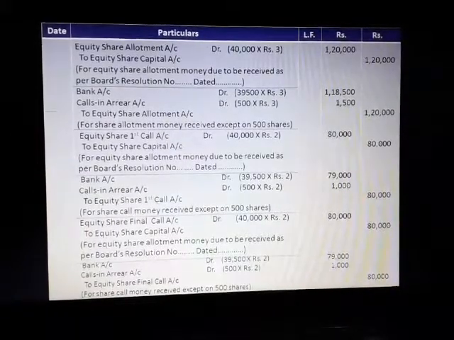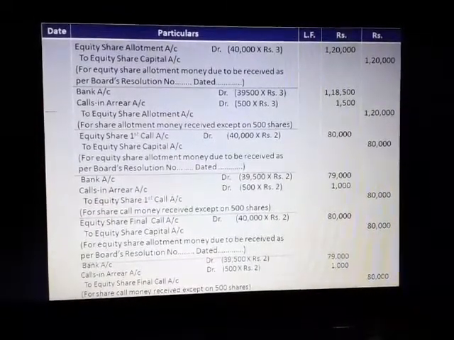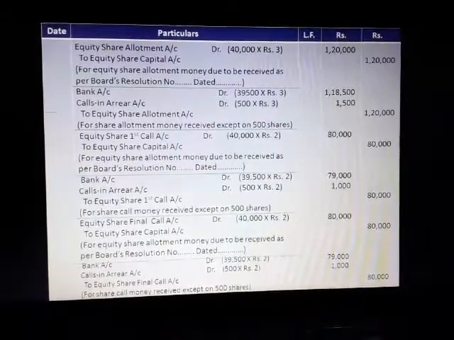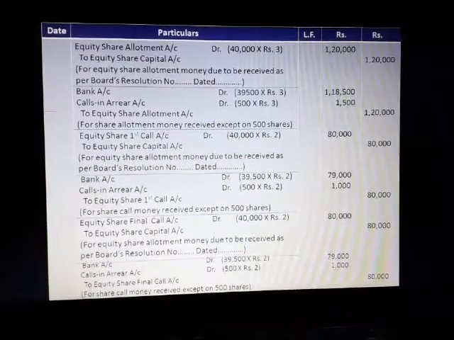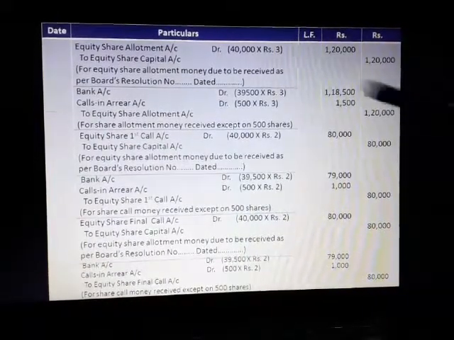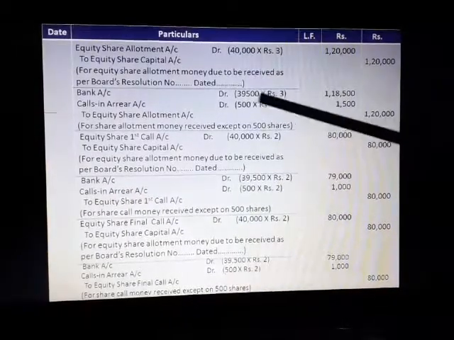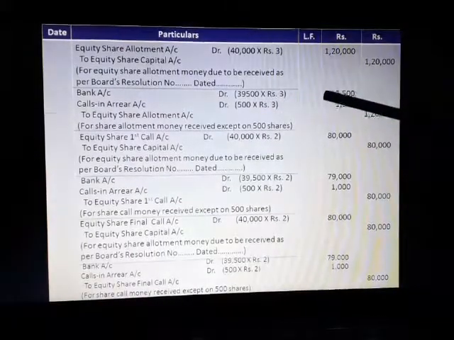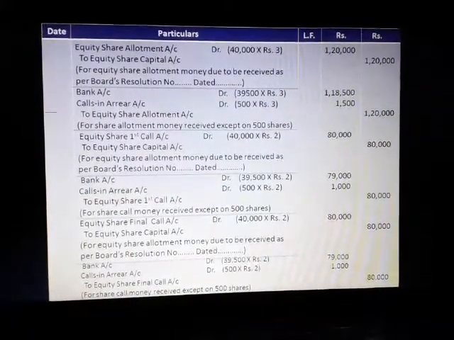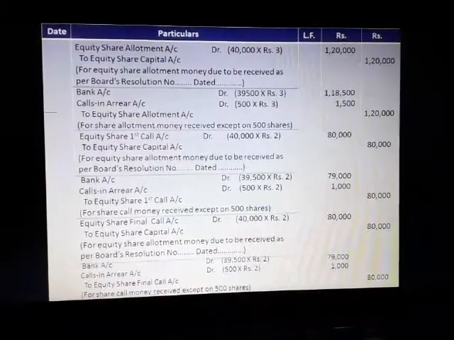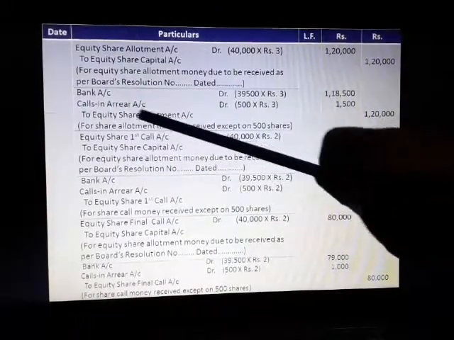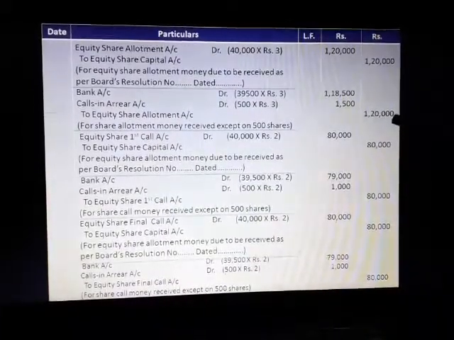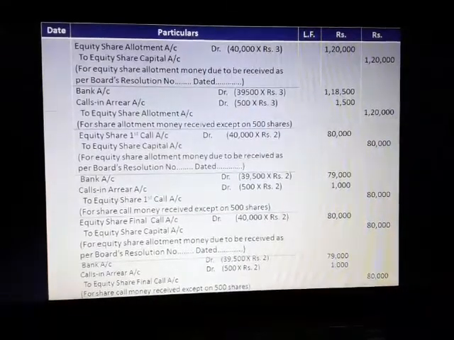Now while we are realizing the allotment money, a shareholder Amol failed to pay his allotment money with respect to his 500 shares. So the amount received with respect to 39,500 shares into rupees 3, that is 1,18,500. That's why bank account debited 1,18,500. And the amount not received with respect to allotment, 500 into 3, that is calls in arrear account debit 1,500. To equity share allotment account credited 1,20,000.